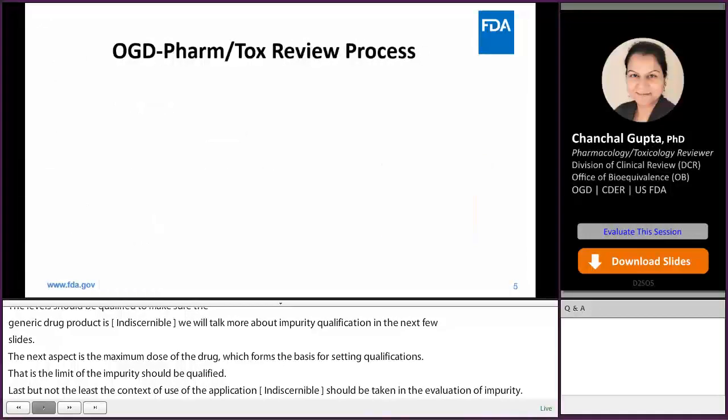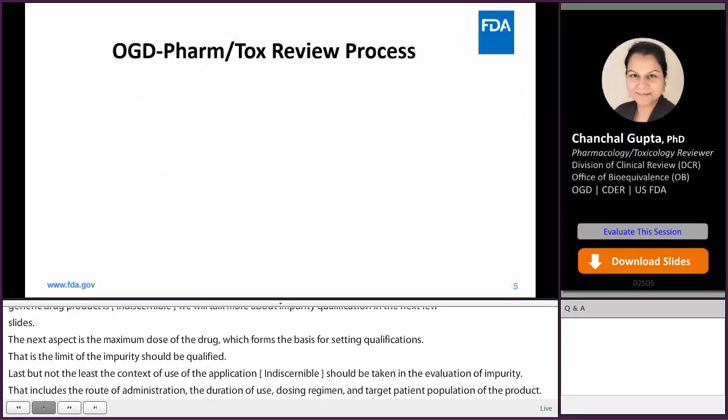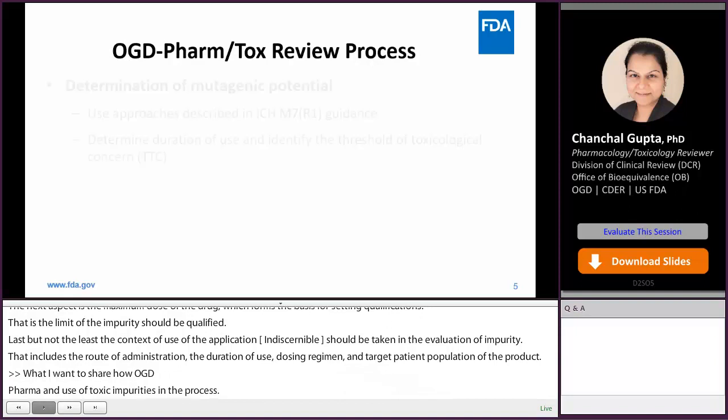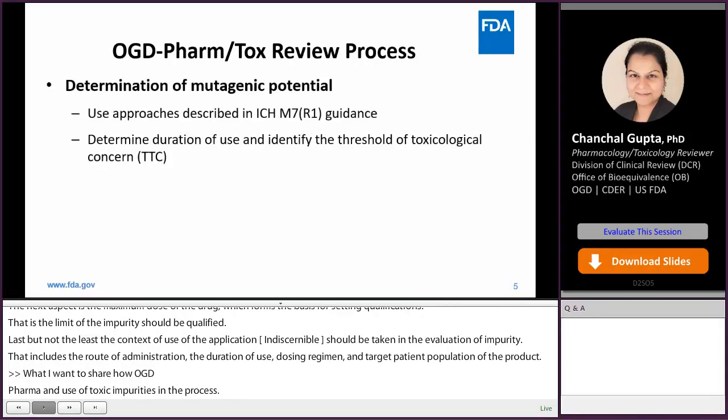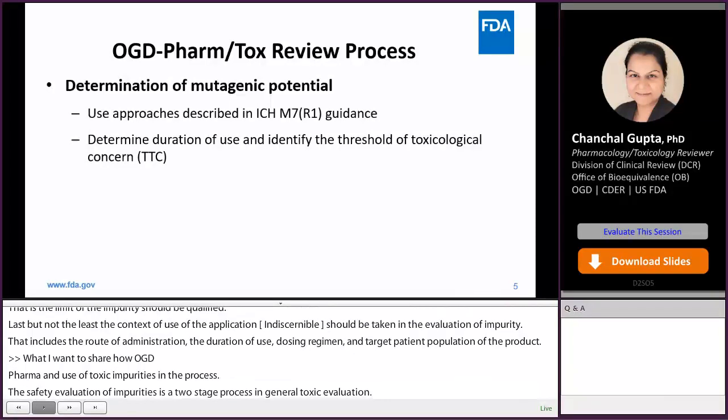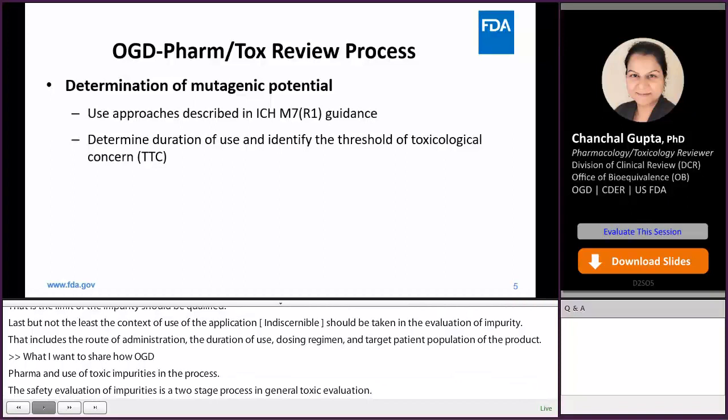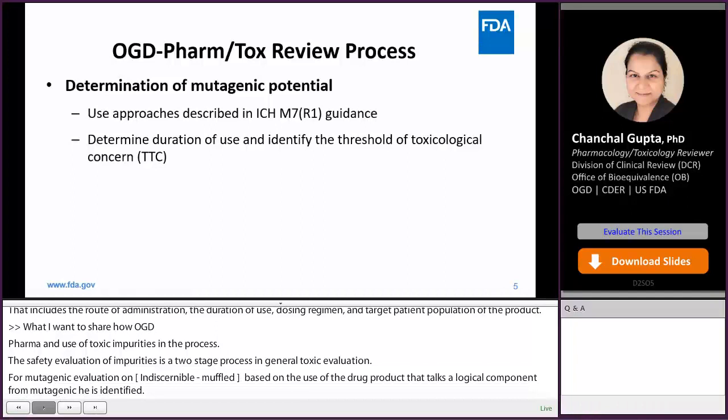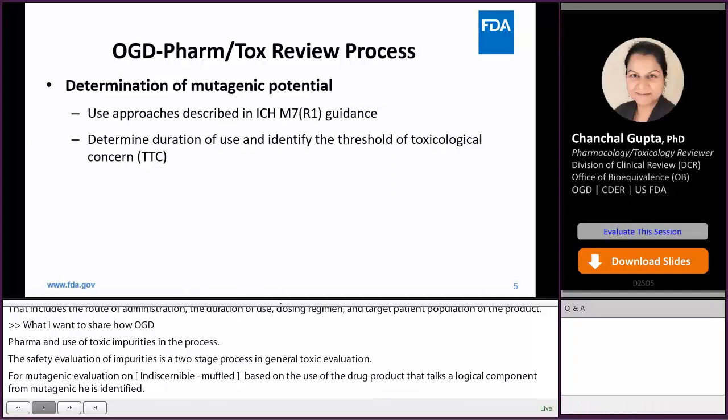Now I want to share how OGD-Pharm reviews the safety of impurities in drug substances. The safety evaluation of impurities is a two-stage process involving mutagenicity and general toxicity evaluation. For mutagenicity evaluation, OGD-Pharm relies on ICH-M7 guidance. Based on the duration of use of the drug product, the threshold of toxicological concern for mutagenicity is identified. The threshold of toxicological concern is an acceptable intake for a chemical that poses a negligible risk of carcinogenicity. TTC provides an acceptable limit of mutagenic impurities corresponding to a theoretical risk of 1 additional cancer per million.